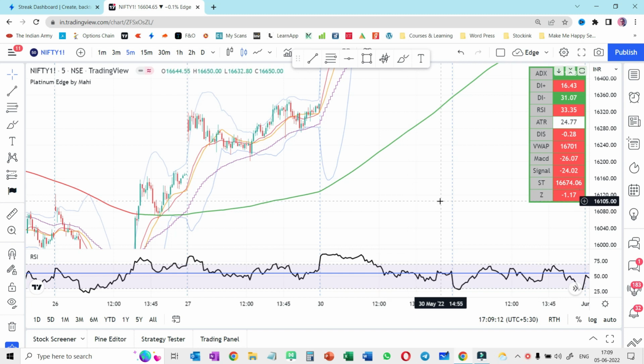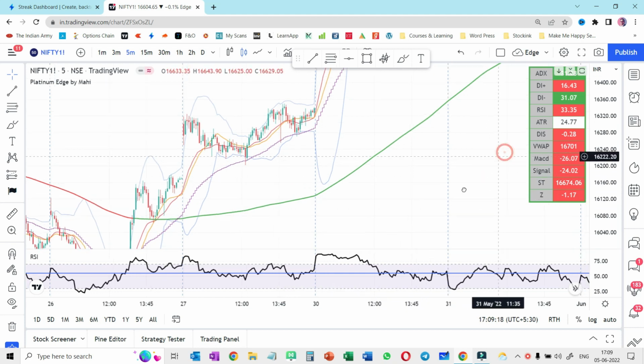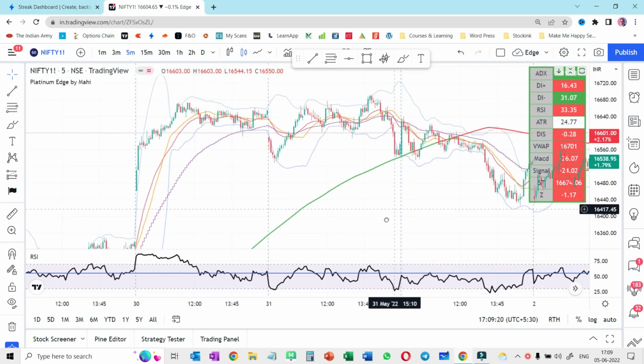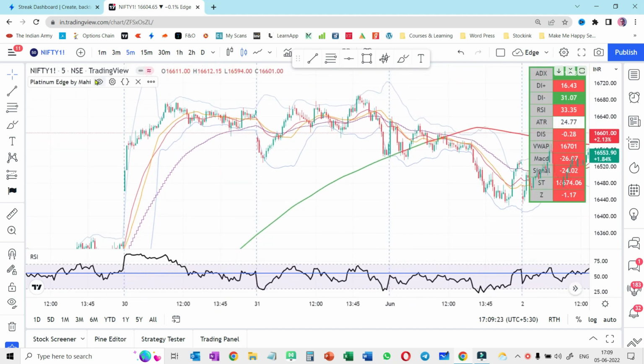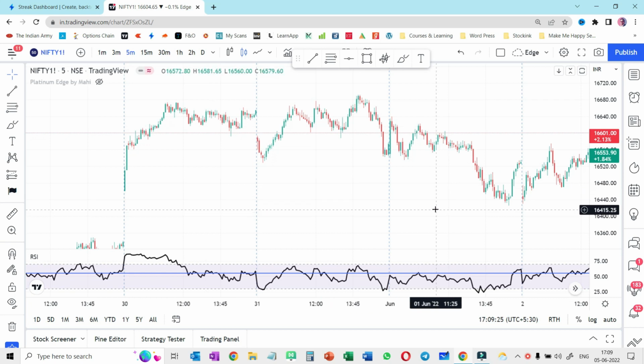Good afternoon, everyone. Today we'll understand the setup of moving averages, which I always tell people to follow. Now, over here, I will just show you from 30th of May how we can easily trade just using moving average.